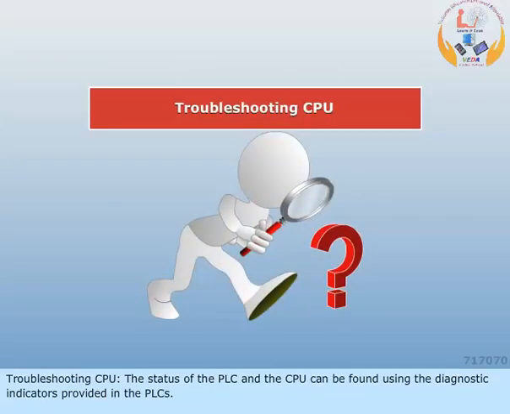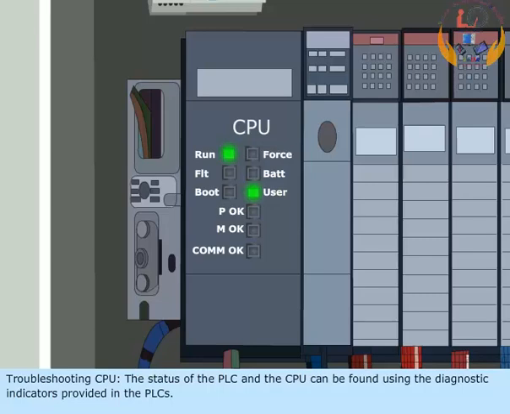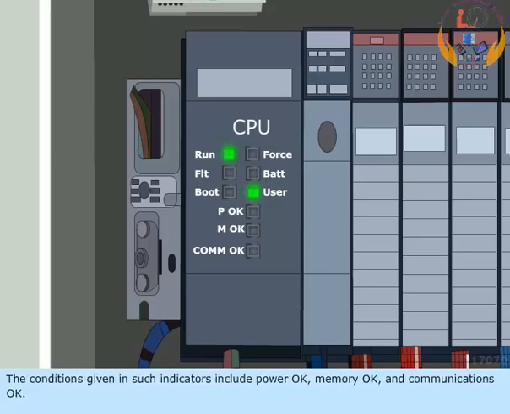Troubleshooting CPU. The status of the PLC and the CPU can be found using the diagnostic indicators provided in the PLCs. The conditions given in such indicators include power OK, memory OK and communications OK.